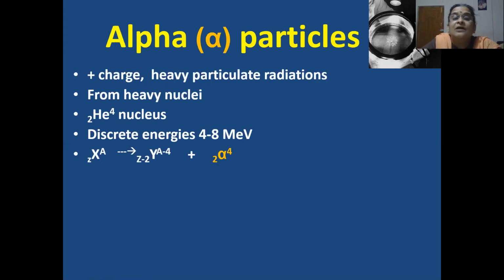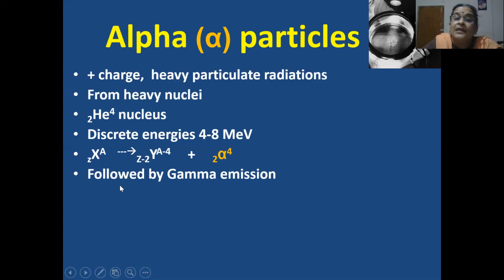This is the equation which shows the emission of alpha particles, and that is where the atomic number of the product daughter radionuclide becomes lesser by 2, and the atomic mass number, that is the total number of neutrons and protons, reduces by 4, just to balance this equation. Then it is followed by gamma emissions.